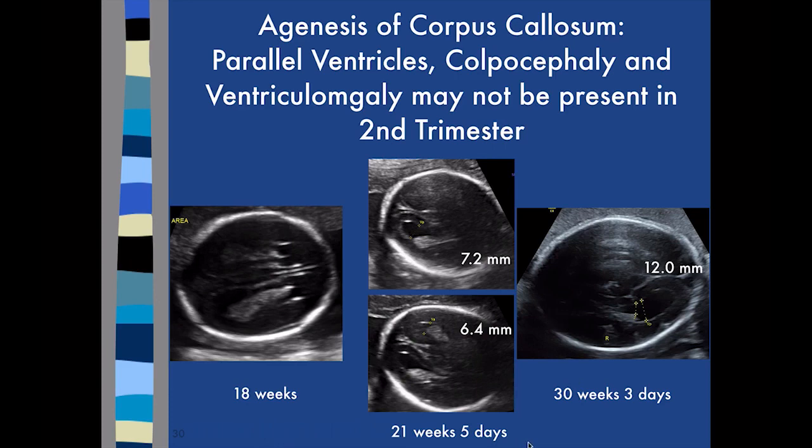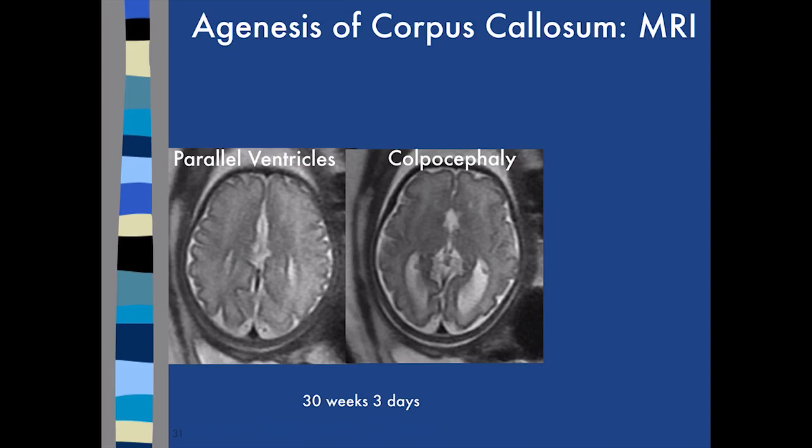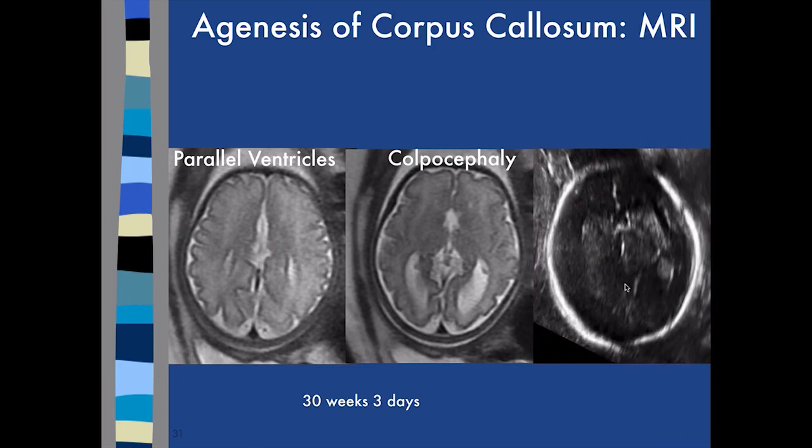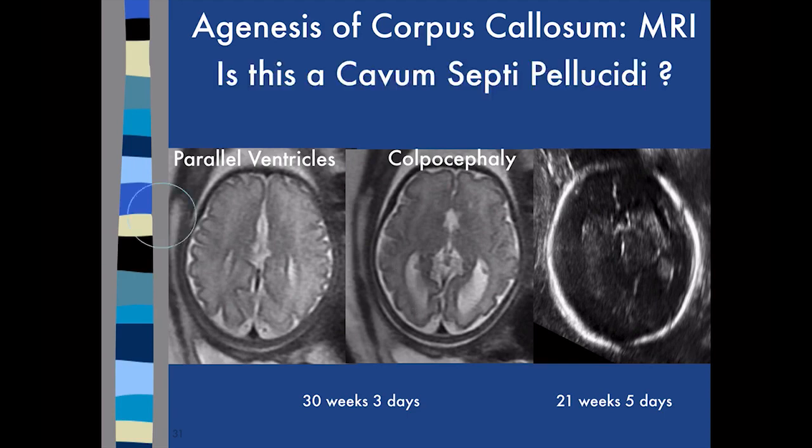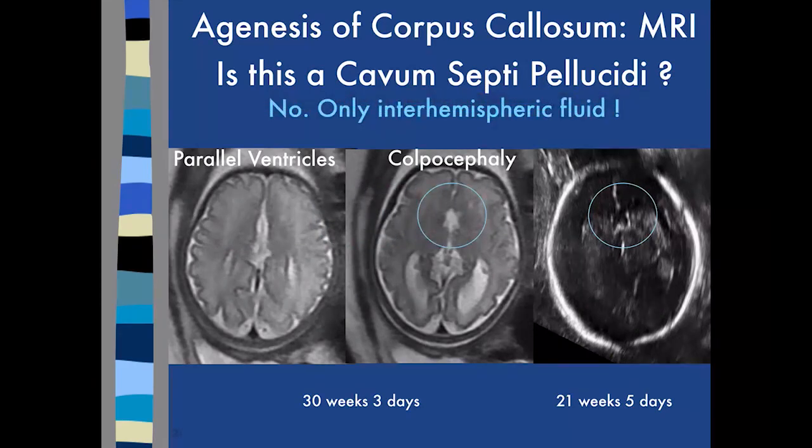Here's an MRI on agenesis of the corpus callosum, and you can see that this study at 21 weeks was called a normal cavum, but it really wasn't. It was really fluid that was in the interhemispheric fissure between the two hemispheres, and this was a pseudocavum. By the time she got to 30 weeks, she did have colpocephaly, but she did not have that at her 20-week scan. So this was really just the fluid in between the hemispheres.